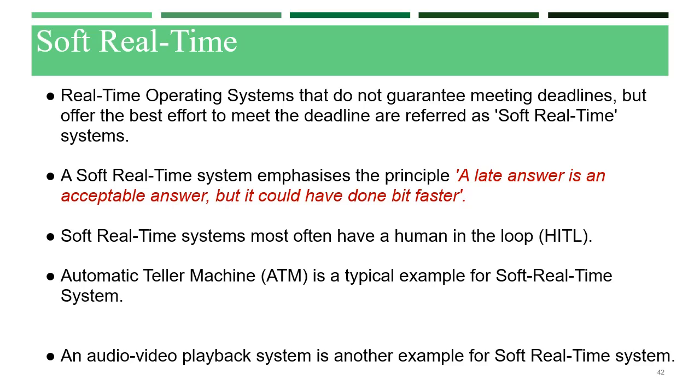Automatic teller machine ATM is a typical example for a soft real time system. If the ATM takes a few seconds more than the ideal operation time, nothing fatal happens. An audio video playback system is another example for a soft real time system. No potential damage arises if a sample comes late by a fraction of a second for playback.